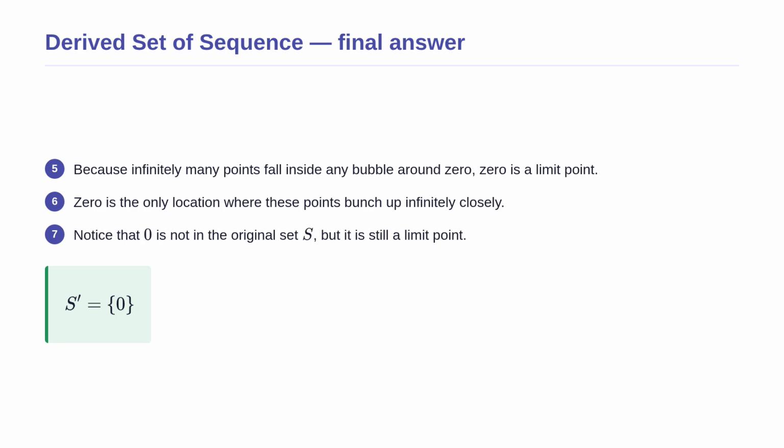Notice a fascinating detail here. The number 0 is actually not in the original set S because 1 divided by n never exactly equals 0. However, 0 is still the limit point. Therefore, our derived set contains exactly one element. The final answer is simply the set containing the number 0.